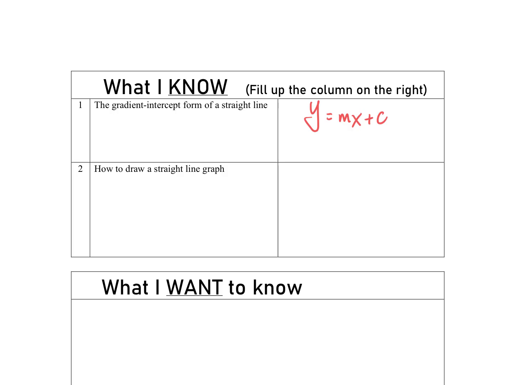Okay, this is what you know. Some of you will calculate from here, but eventually manipulate and get here. Okay, so this is the gradient intercept form of a straight line graph.